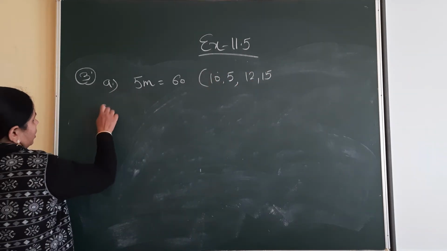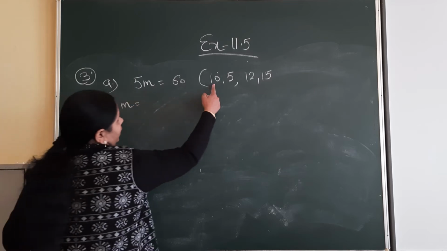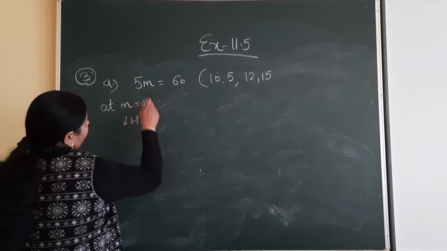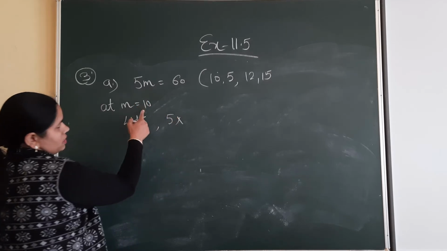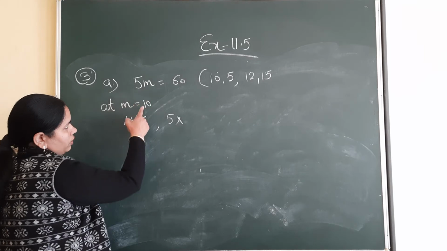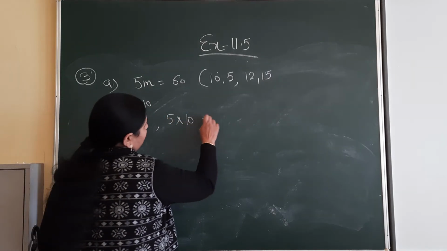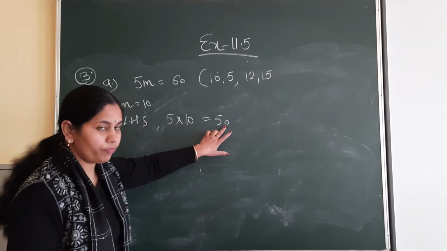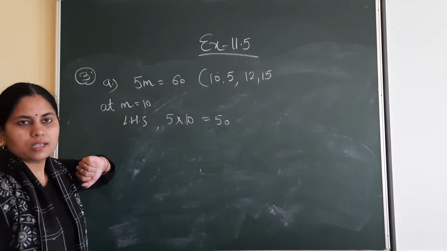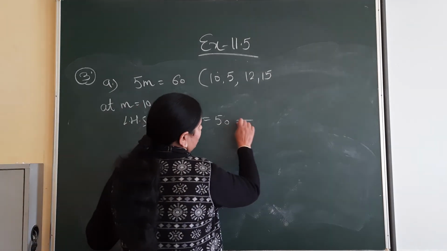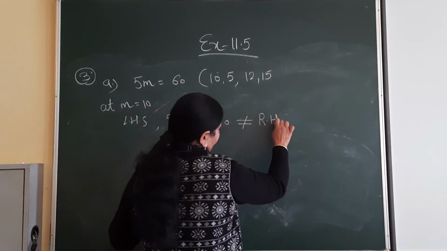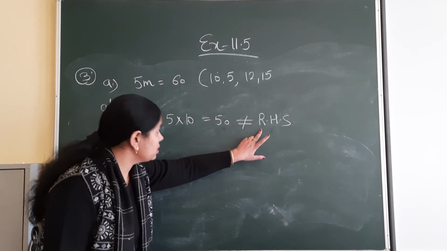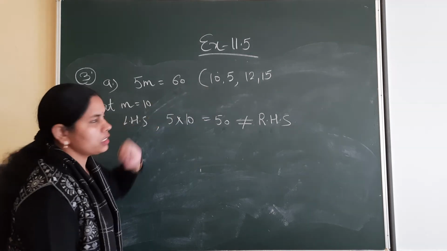So first I am checking here that m is equal to the first value, 10. So put here in the left hand side. In the left hand side, 5 into m, we are taking here 10. So at the place of m put here 10. Now solve it. This is 50. So the left hand side after solving gives us 50. But in the right hand side it is 60. So just write here this 50 is not equal to the right hand side. And when LHS is not equal to RHS, that means this 10 is not the value for this equation.